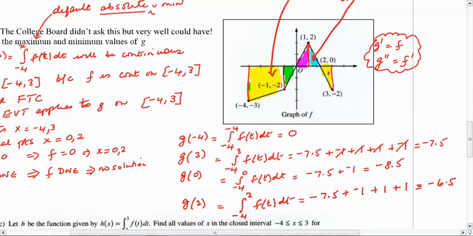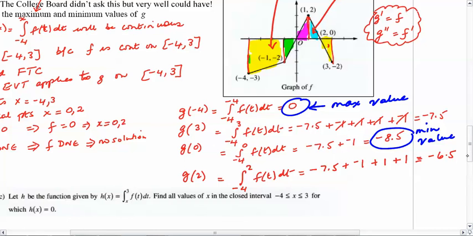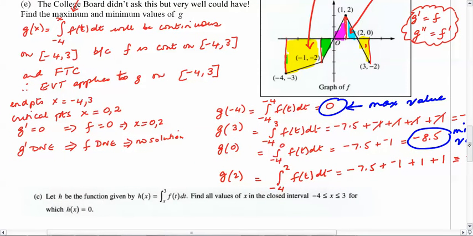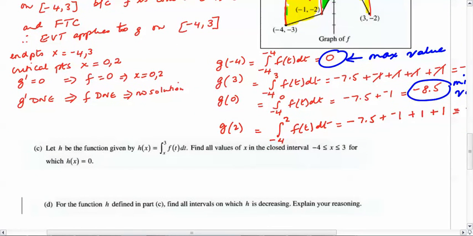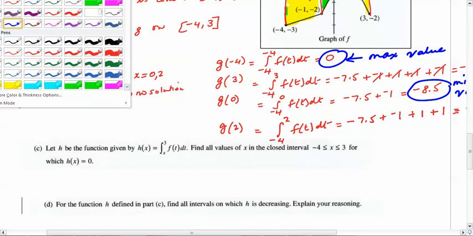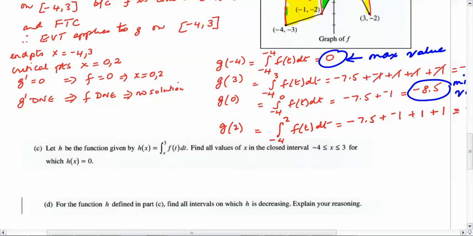So there are all my y values, and strangely enough, the biggest is going to be here. There's the biggest one. There's my max value. And here is my min value. -8.5 is the smallest. This is probably a little more work than a typical AP problem, but it was doable. All right, so let's move on. The rest of it is actually a lot quicker, so let's try and get through this quickly.